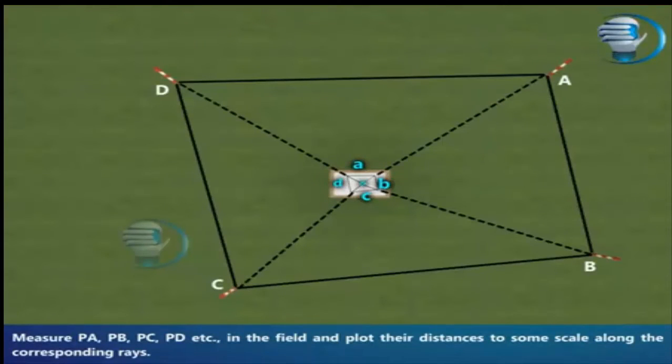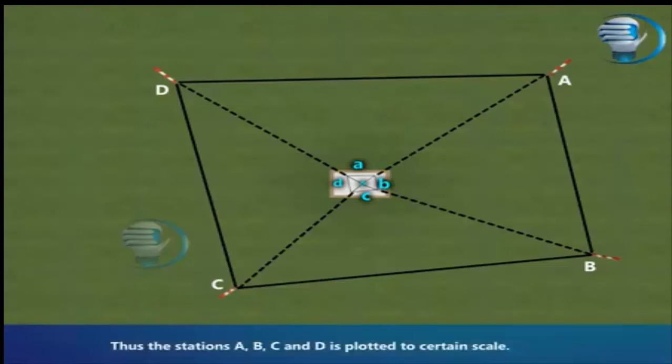Measure PA, PB, PC, PD, etc. in the field and plot the distances to some scale along the corresponding rays. Thus, the stations A, B, C and D are plotted to a certain scale.